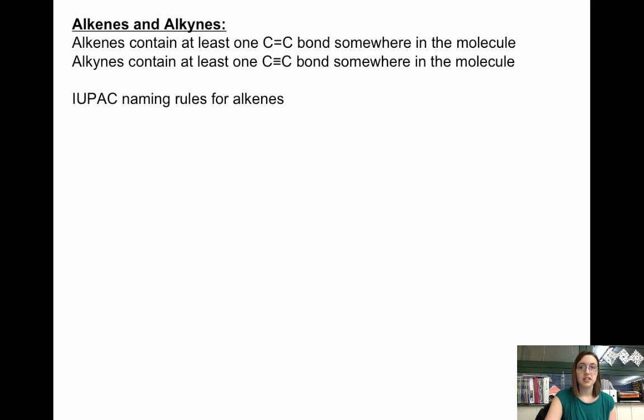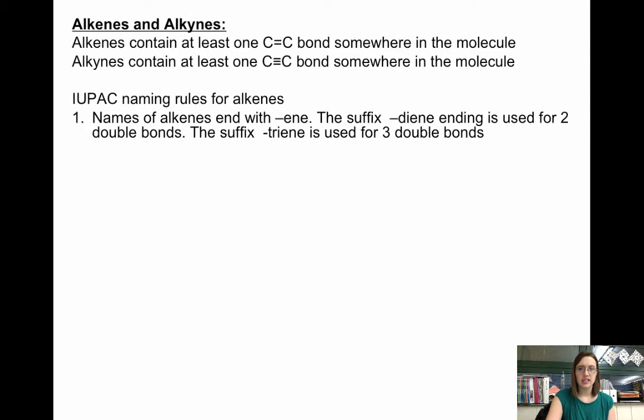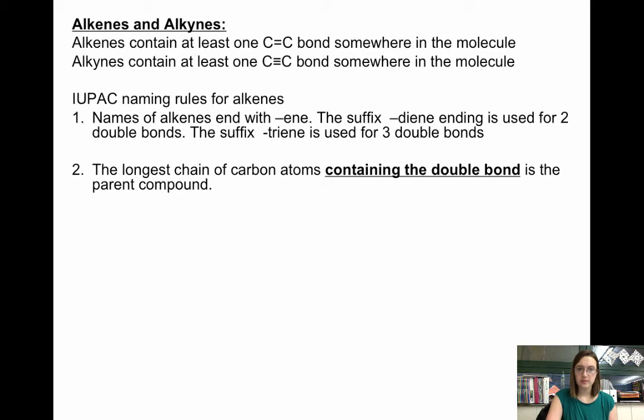So when it comes to naming alkenes, and this is essentially the same for alkynes, but we're just going to look at alkenes for now. You're going to name the alkene, and you're going to end it with ene. If you have ene at the end, that tells you that you have a double bond somewhere. If you see the suffix diene, that means you have two double bonds. If you have triene, that means you have three double bonds somewhere in the molecule.